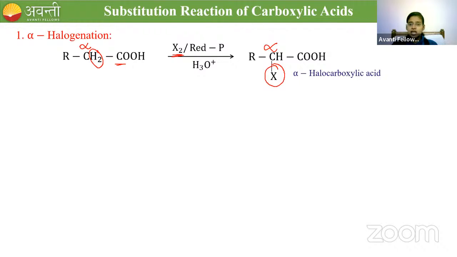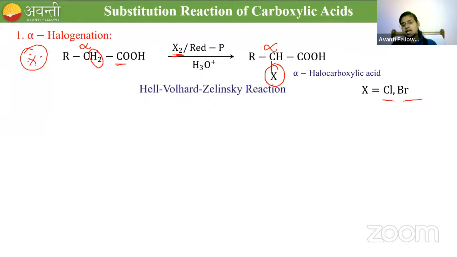We have 4 halogens: fluorine, chlorine, bromine, and iodine. But the halogens you have to use here are chlorine and bromine, not fluorine and iodine. Fluorine is highly exothermic and iodine undergoes a very slow reaction, so we don't use those two. This is a very important reaction because it is a named reaction. The name of the reaction is the Hell-Volhard-Zelinsky reaction, which is also called the HVZ reaction.